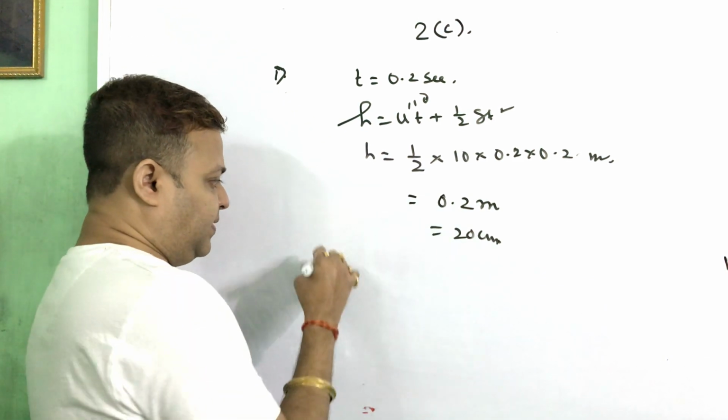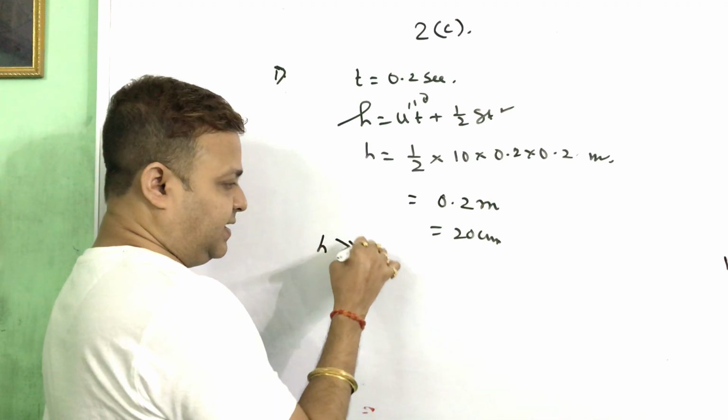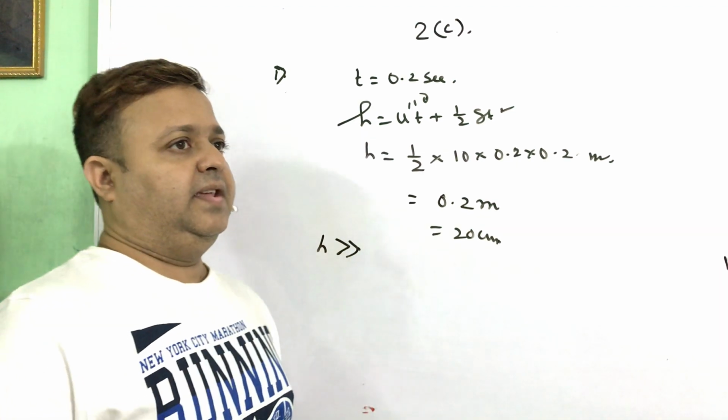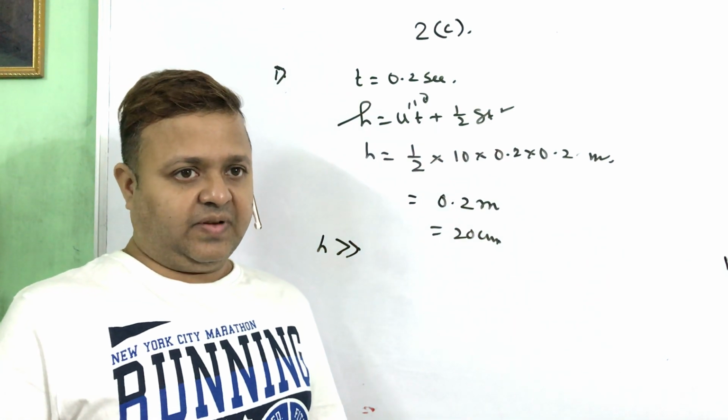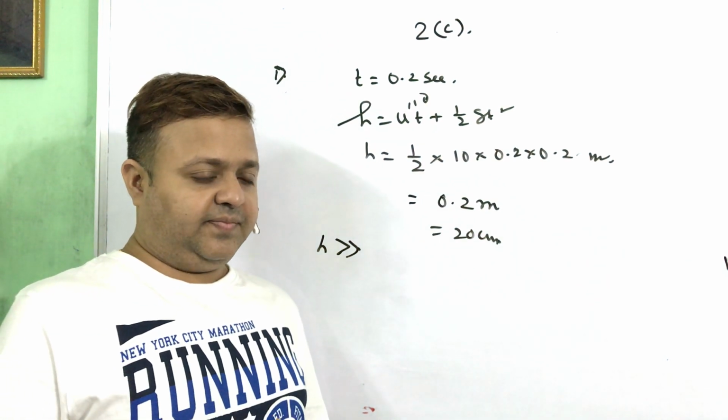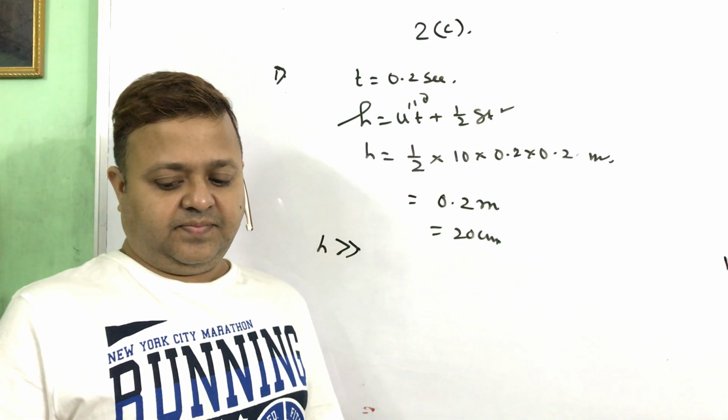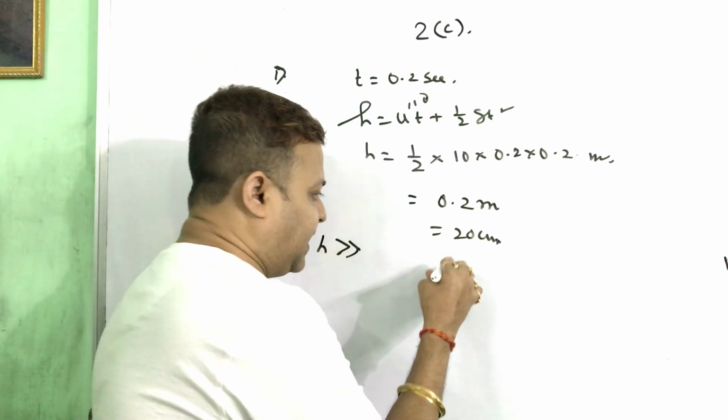The distance traveled or displacement is much greater than the length of the 500 rupee note, যেটা দেয়া আছে কোশ্চেনে। So the answer is option B.